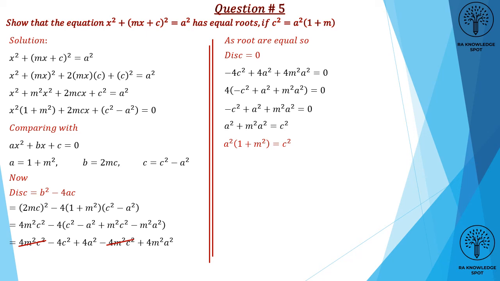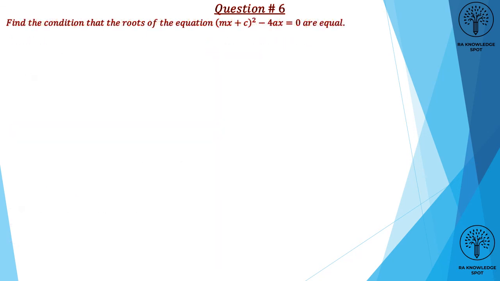Now moving towards the next. This is question number 6. Find the condition of the roots of the equation when the roots are equal. Dear students, just read the question carefully. Question number 5 and question number 6 are the same. In the previous question the condition was given, means the answer was given actually, but in this question we only have the equation. We don't know that condition.